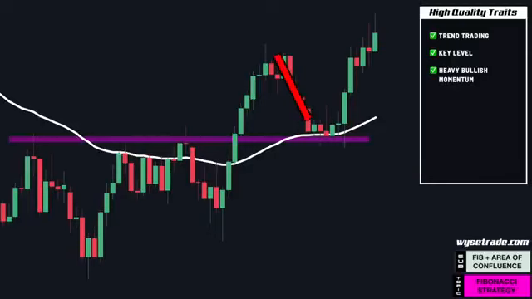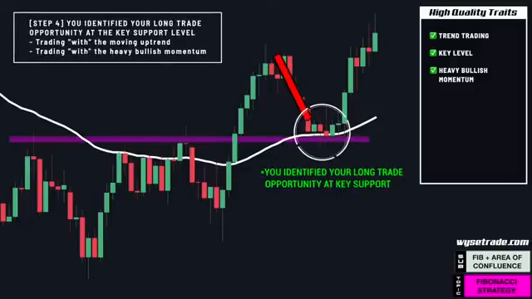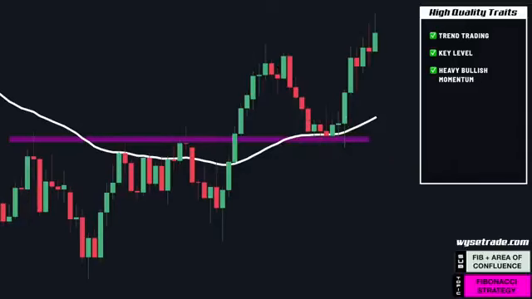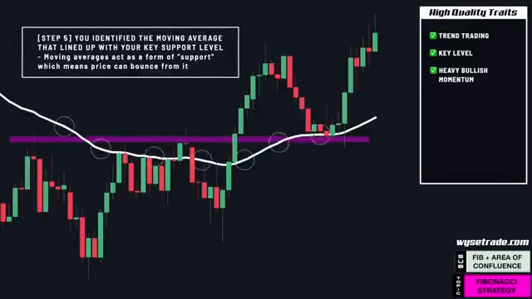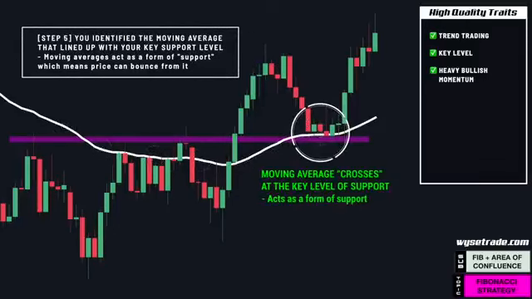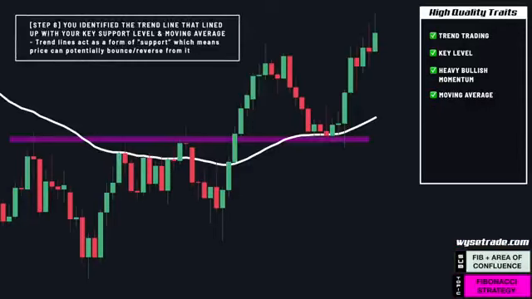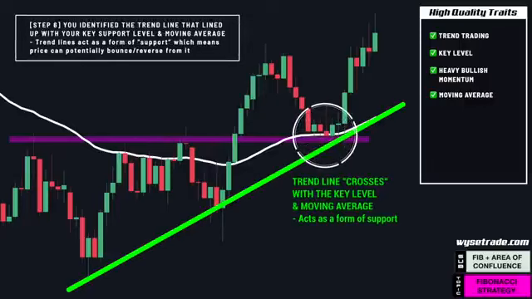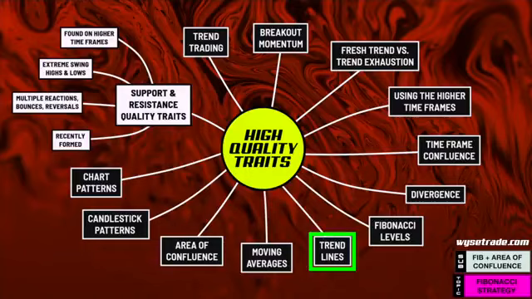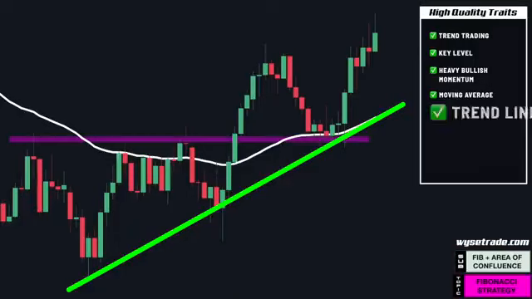As price started pulling back, you would have identified your possible trade opportunity long at the key level of support. Next, you had your moving average that crossed perfectly with the key level and trade opportunity. Another high quality trait. Next, you would have identified that a trend line crossed perfectly with your key level and moving average. Another high quality trait.